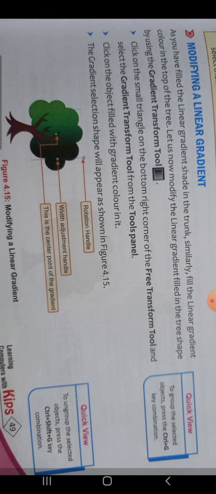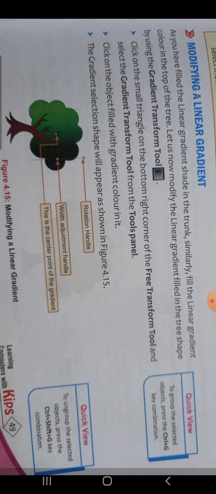So to do so, just look at figure 4.15 and compare this with figure 4.13. Just look at your book. In figure 4.13, the portion in between of the green part is lighter and the surrounding part is darker. But in figure 4.15, the first half is lighter and the second half is darker. This is how we can modify a linear gradient.